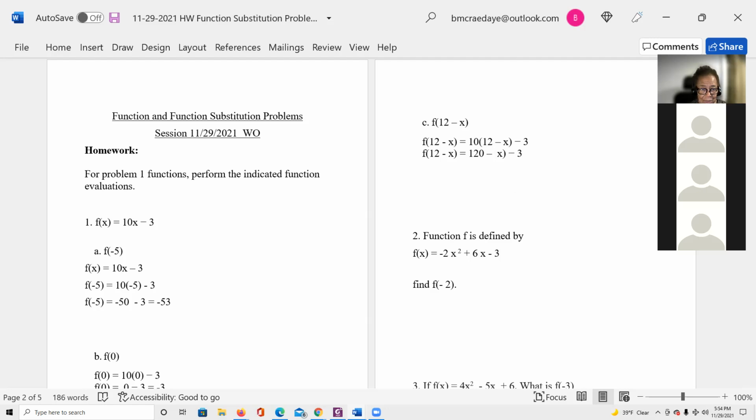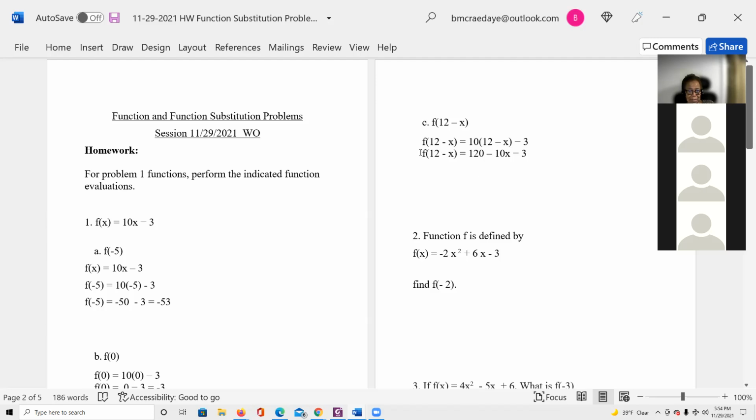Audrey? No, multiplication. 10 times a minus x. It's just the coefficient and the variable, so it'd just be a minus 10x, right? Multiply everything in the parentheses. 10 times 12 is 120. 10 times a minus x is minus 10x.